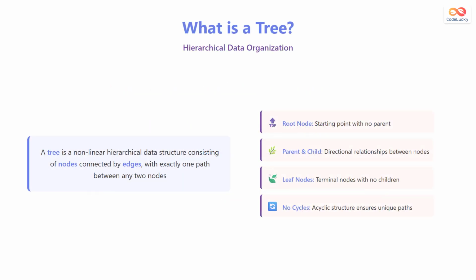A tree is a nonlinear hierarchical data structure that consists of nodes connected by edges with exactly one path between any two nodes. Trees have several important characteristics. First, every tree has a root node, which is the starting point with no parent. Nodes are organized in a parent-child relationship, where each parent can have multiple children. Leaf nodes are the terminal nodes that have no children. And crucially, trees are acyclic, meaning they contain no loops, ensuring there is always a unique path between any two nodes.